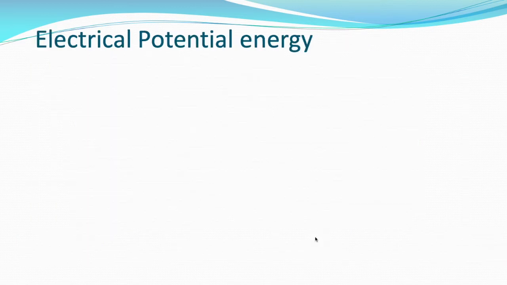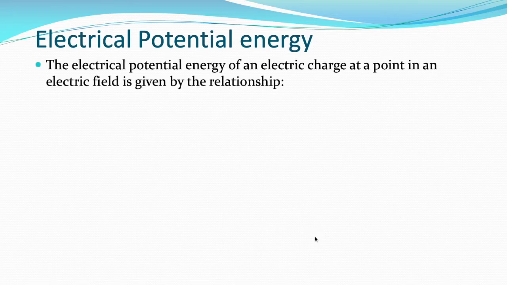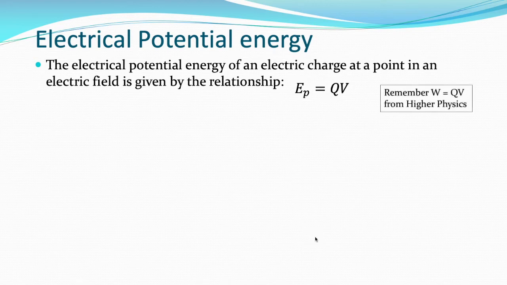Now, if we've got a relationship for the electrical or electric potential at a location somewhere in an electric field, then the electrical potential energy of a charge at a location in an electric field is given by this relationship. So potential energy will be equal to the electrical potential V times the charge that you place at a location in an electric field. Remember W equals QV from higher physics? Well, this is really the same thing.